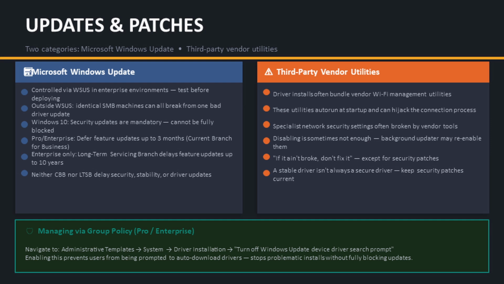Vigilance is required. Remember, while "if it ain't broke, don't fix it" is a good general rule, it doesn't apply to security patches. A stable driver that hasn't been updated in 2 years may contain serious security vulnerabilities even if it connects to networks perfectly. For Windows Pro and Enterprise, the group policy setting, turn off Windows Update Device Driver Search Prompt, found under Administrative Templates, System, Driver Installation, prevents users from being prompted to install driver updates on their own, reducing the risk of problematic driver installs without eliminating security patches.